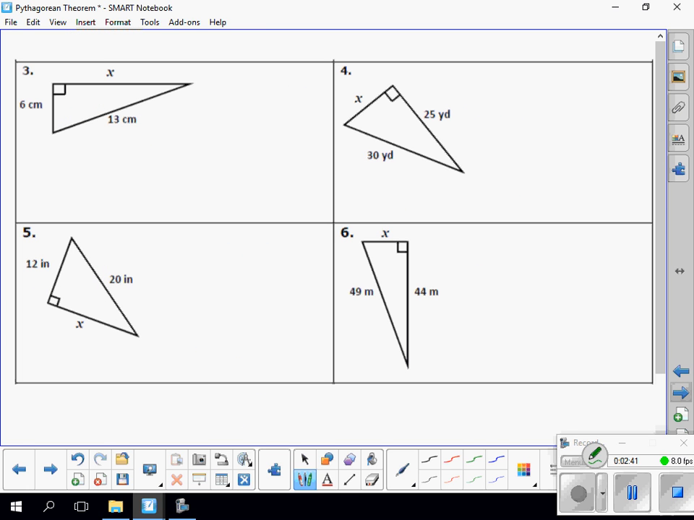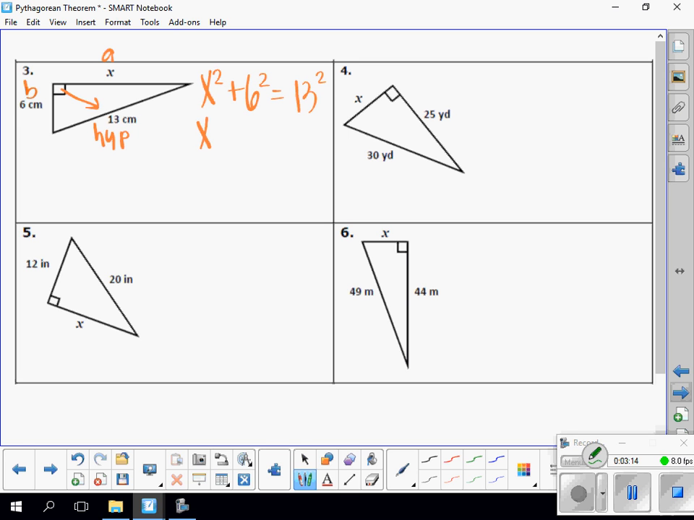All right, you should have paused your video and done that first problem. Let's try number 3 together. Across from your right angle is 13, so this is your hypotenuse. This is different than before because we actually have a number sitting there instead of our unknown. I'm going to make x my A and 6 my B. You may have looked at it differently, and again, this doesn't matter because addition is commutative. So a squared, x squared, plus b squared, 6 squared, equals c squared, 13 squared.